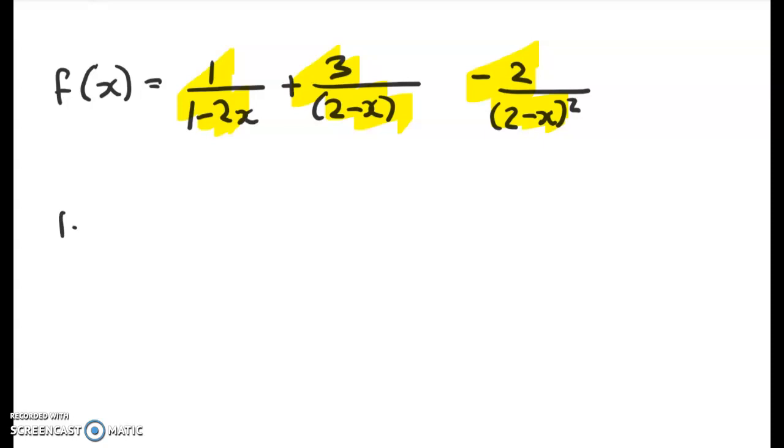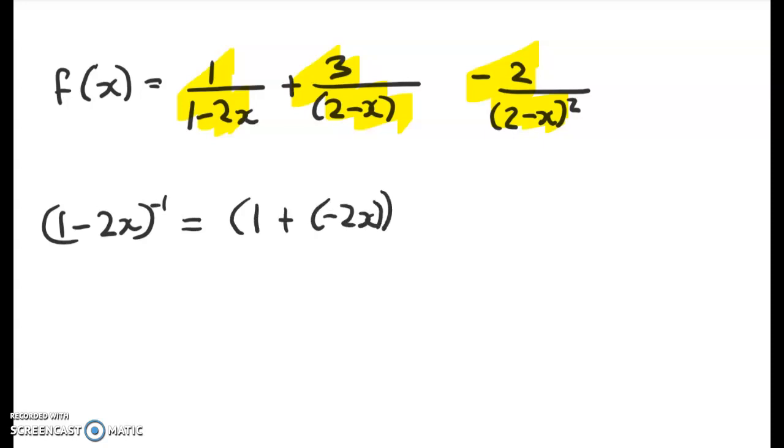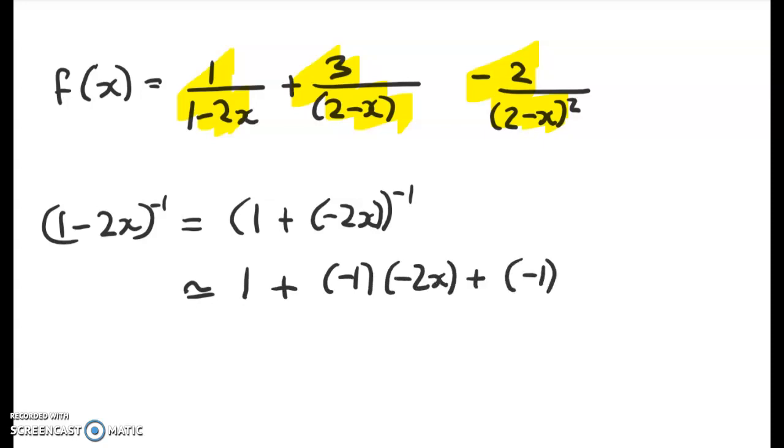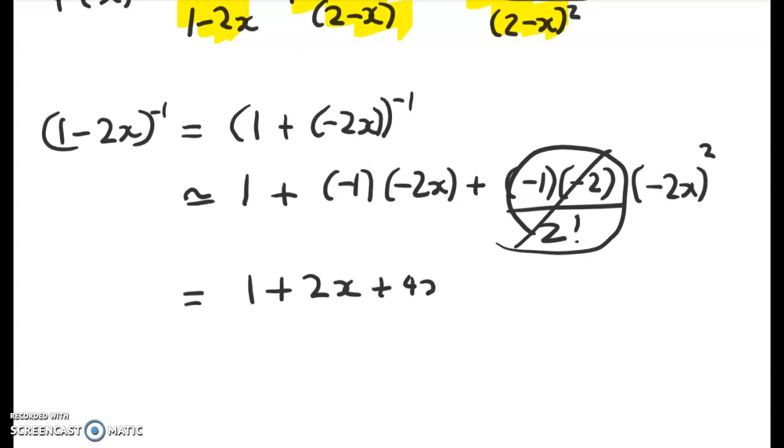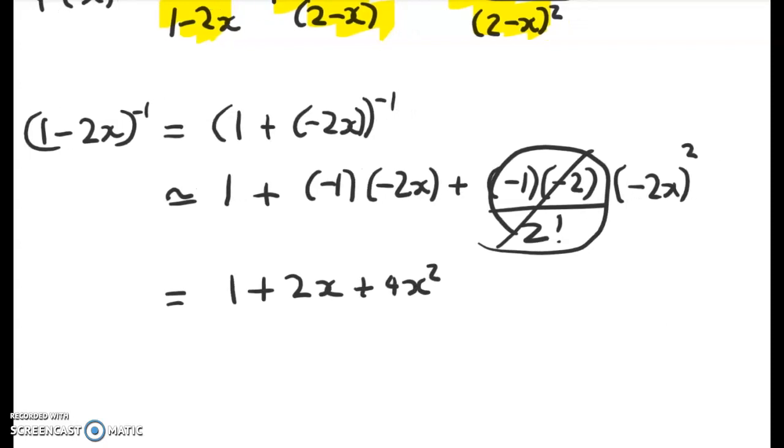So 1 minus 2x to the negative 1 is equal to 1 plus negative 2x to the negative 1. So not too bad. Roughly equivalent to this: 1 plus negative 1 times negative 2x, plus n, negative 1, n minus 1, negative 2 over 2 factorial times negative 2x squared. Cleaning that up gives me 1 plus 2x. This all goes. So plus 4x squared. Right, let's go to the next one.